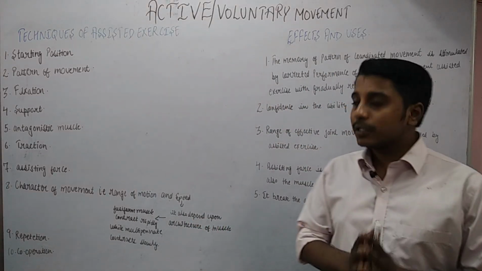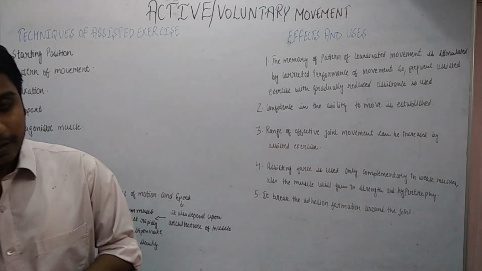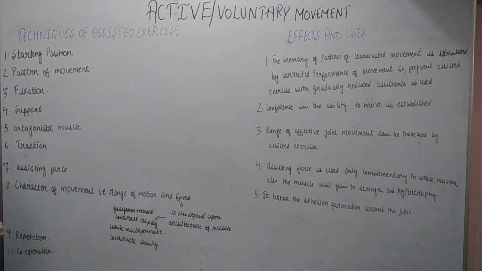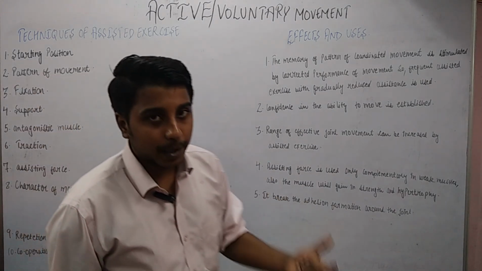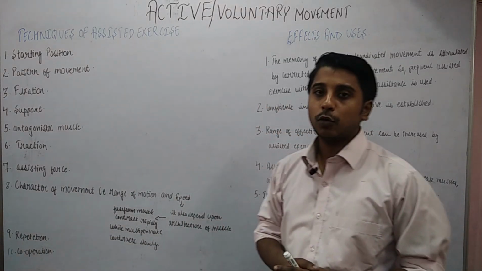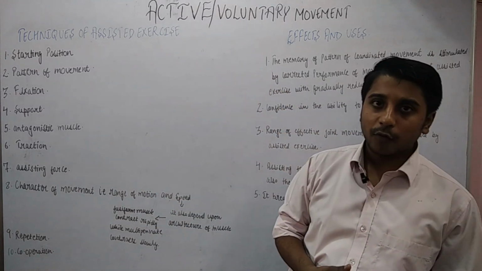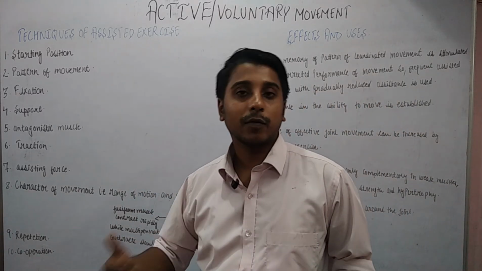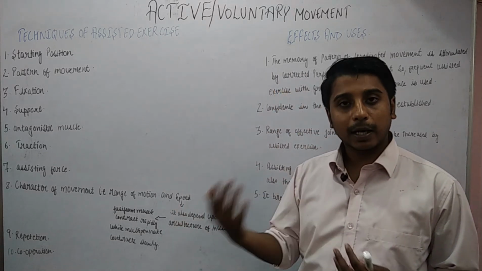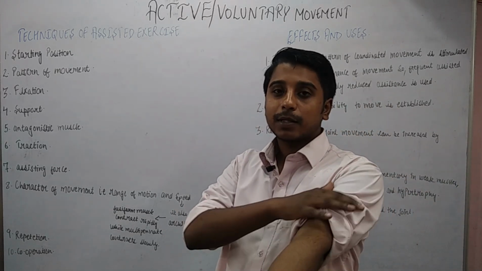So now we will study the technique of application of assisted exercise, along with some of its effects and uses. First is the starting position. The starting position must be comfortable so that the patient is in a fully relaxed position to do the movement. Okay, so the pattern of movement should be the same as that of the anatomical movement occurring at the joint. For example, elbow flexion, for example, this side is weak.